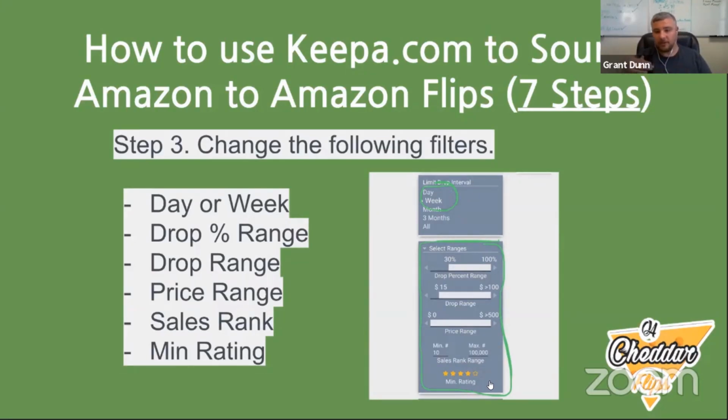And then if you want to go a little deeper and look at maybe some older flips, you can look at the stuff that has dropped within the last week. Okay. And then you just look at these other parameters, right? We're looking at sales ranges, the drop percent range. So how big of a drop do you want? We want to see a minimum of a 30% drop in price to be able to hopefully surface out a profit. And then the drop range, we want to see a $15 drop.